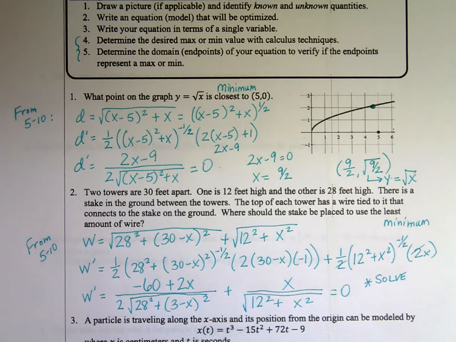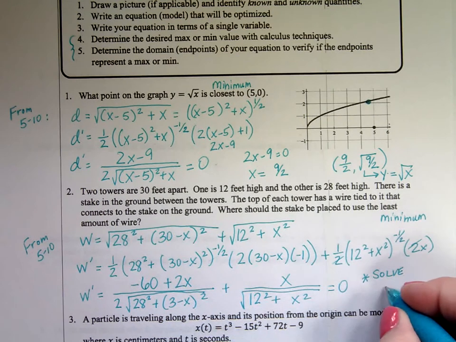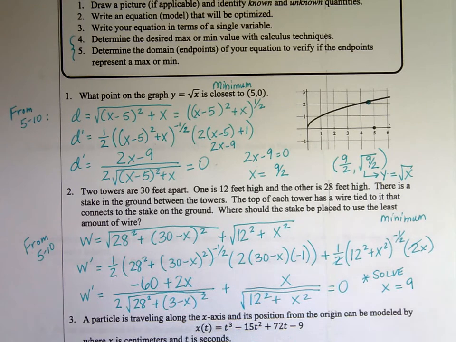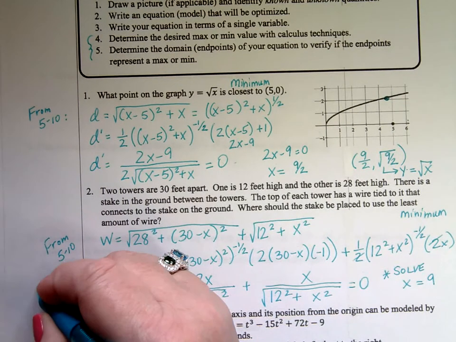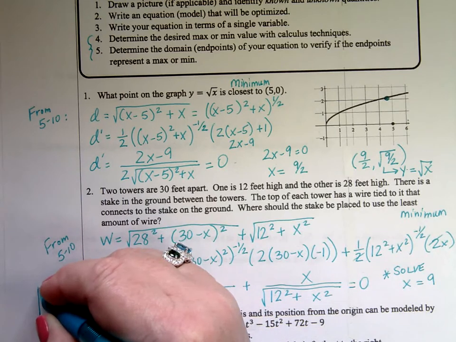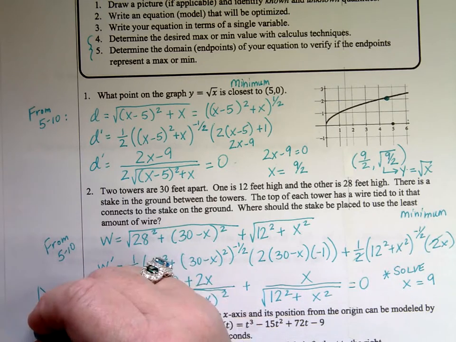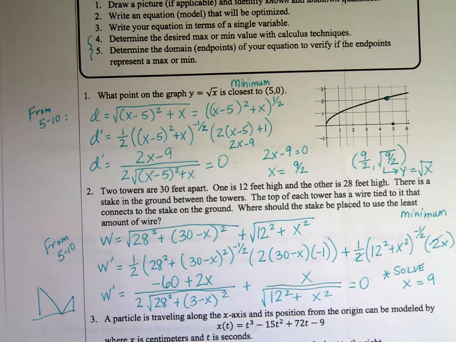That's a whole lot of input, so I'm going to let you play with that, and I'm going to tell you that the answer you should get is x equals 9. That's what you're going to get when you put that in the calculator. So where should the stake be placed for this one? If you remember the picture, there's two buildings, a stake like this. Where should it be placed?